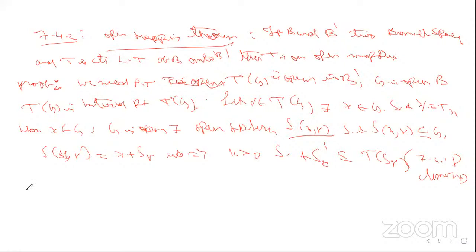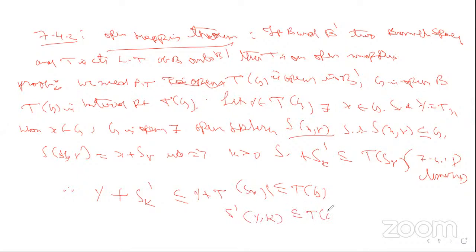7.4.1. That means y plus S k dash is a subset of y plus T of S r, which is a subset of T of G. That means S dash y of k is a subset of T of G. So this shows that y is an interior point of T of G, hence proved.